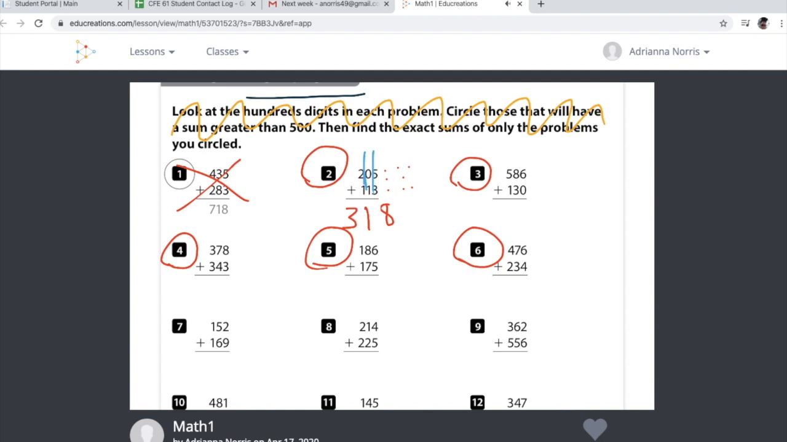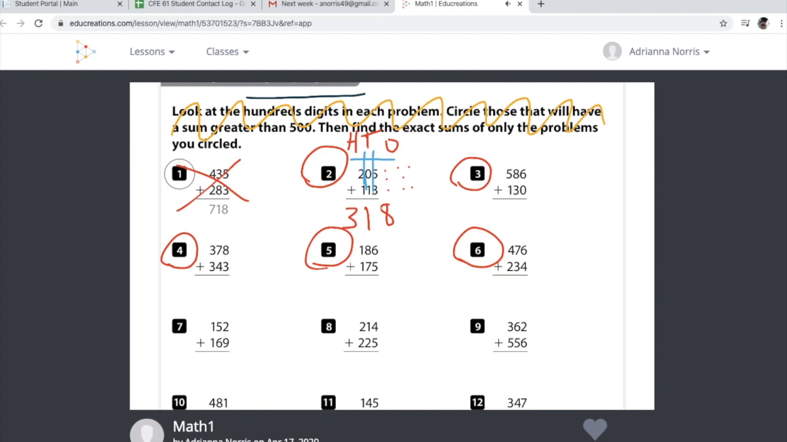Now, when you do not write it on the side, you still need to show your work on the problem. So you need to make sure you label your ones, your tens, and your hundreds. You need to make sure you draw dots if you need the dots. But somewhere on this paper, you should be showing your work. All right, here we go.